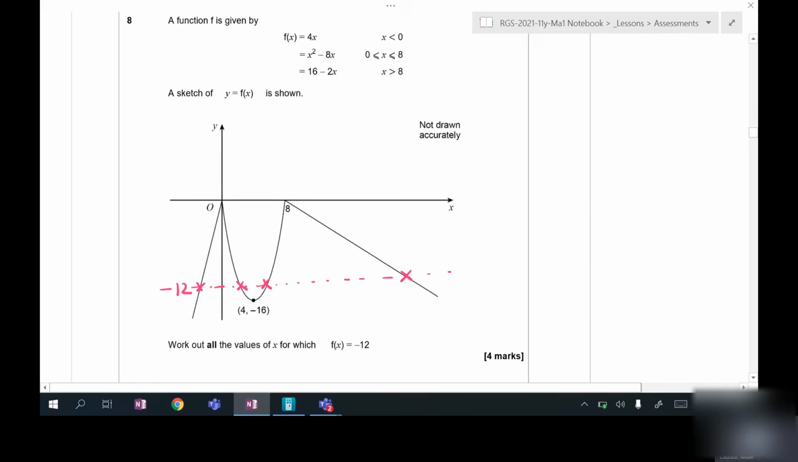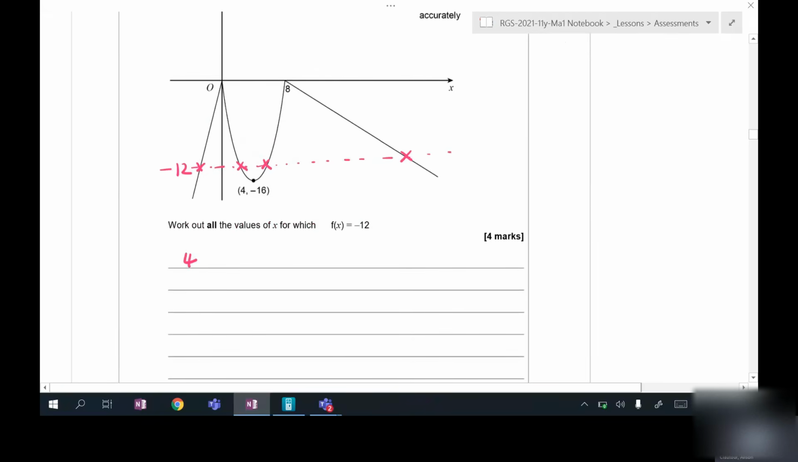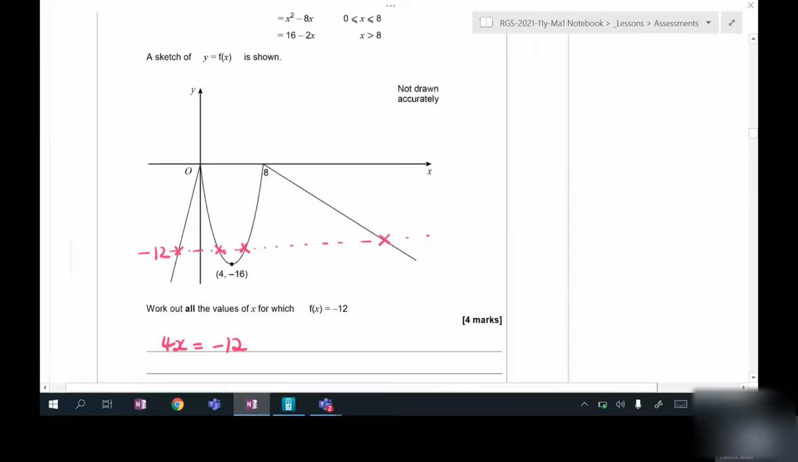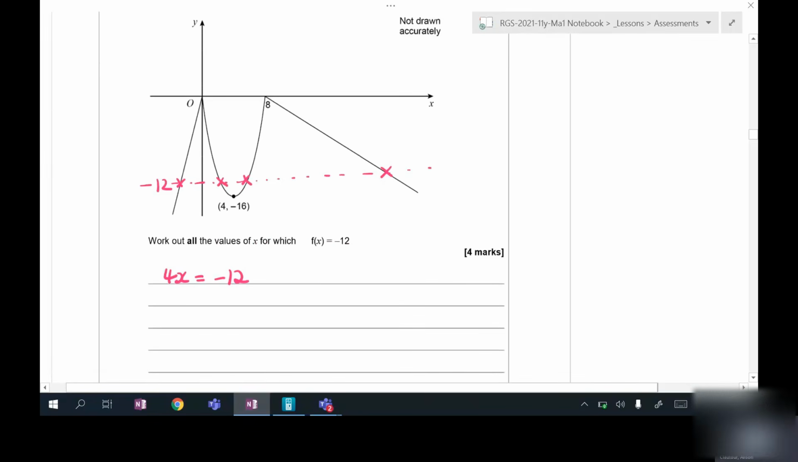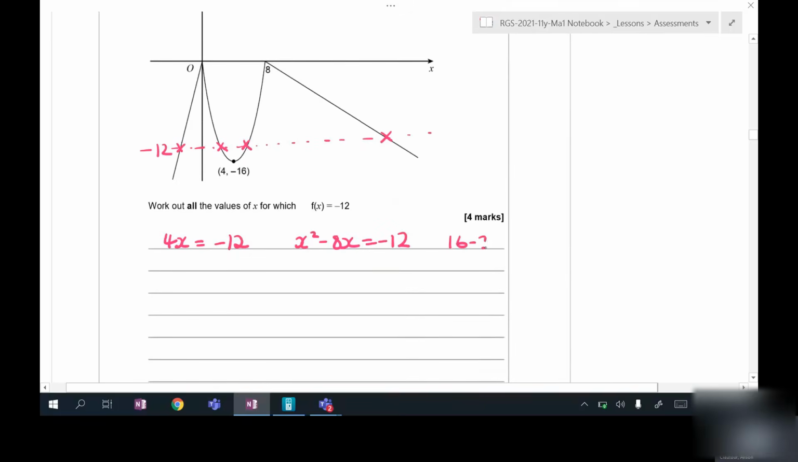We want to solve 4x, which is the first one, equals minus 12. We want to solve x squared minus 8x equals minus 12. And we want to solve 16 minus 2x equals minus 12. You can do this on your calculator. You could draw the graphs. The calculator won't do a piecewise function for you, but it will do the separate graphs. The first one's quite easy to solve without your calculator, so that would give you x is minus 3.